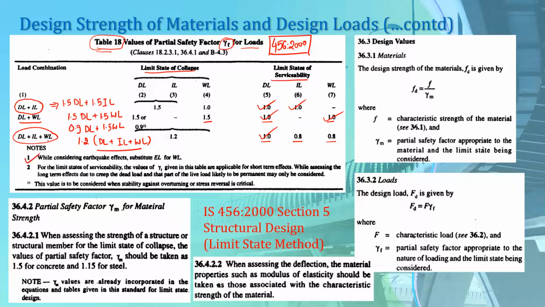Look at the notes here. While considering earthquake effects, substitute earthquake load for wind load. That means use the same partial safety factors given in these columns here, but instead of WL, or wind load, use your earthquake load. So this is about the value of partial safety factor of loads from which we get the design loads.